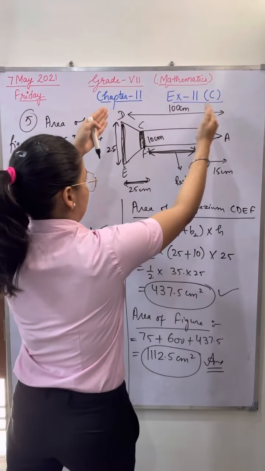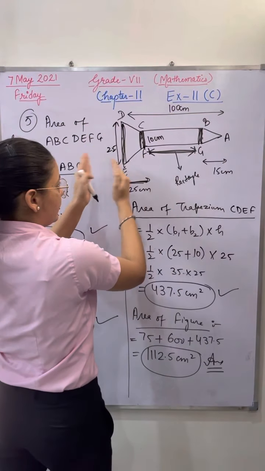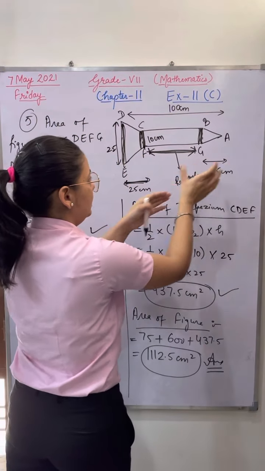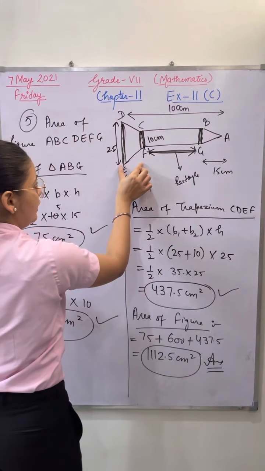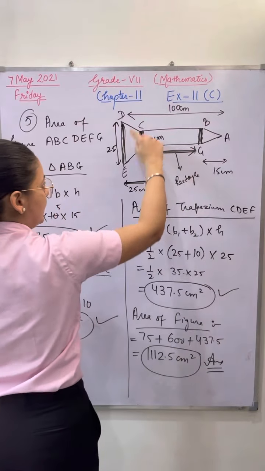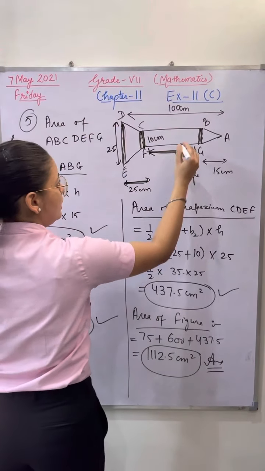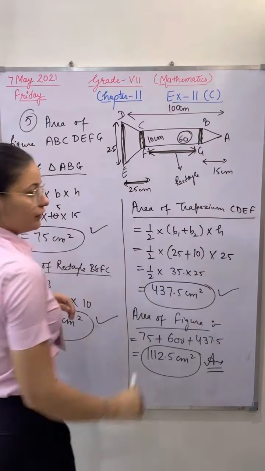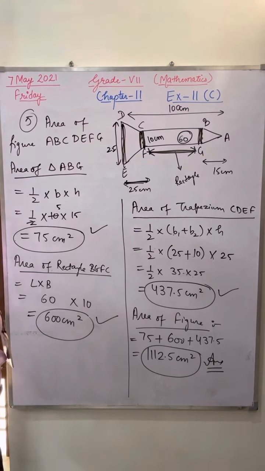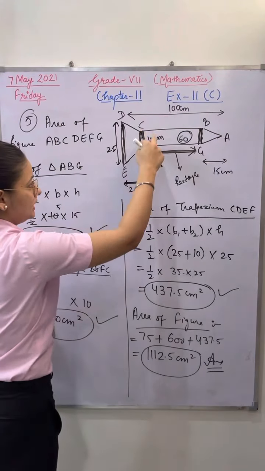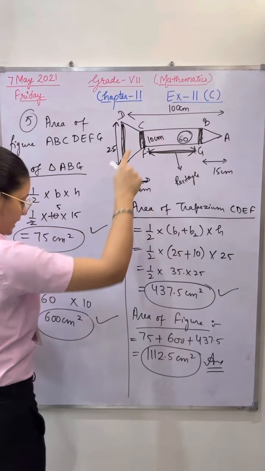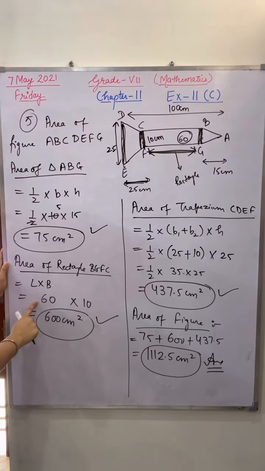Right. So from the complete length, subtract the length of trapezium and triangle. You will get the length of rectangle. 100 minus 25 plus 50, that is, the length of rectangle will be 60 centimeter. So right here, length is 60, breadth is already given to you, that is 10. So put here 10. Length into breadth, that is 600 centimeter square.